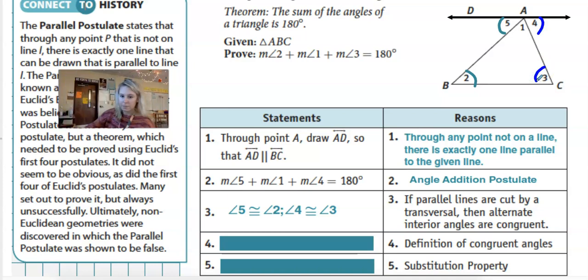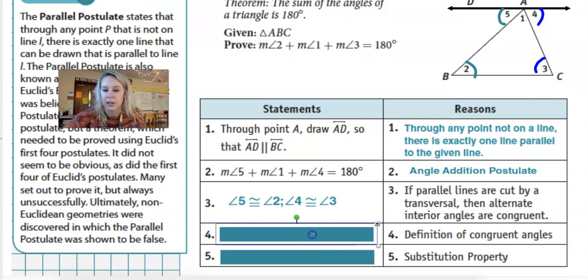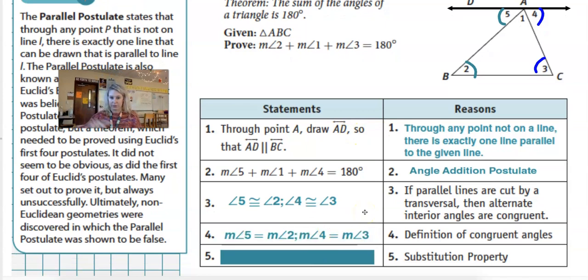The definition of congruent angles is that they are equal. So if I know they're congruent, then I know they're equal. So the measure of angle 5 equals the measure of angle 2, and the measure of angle 4 equals the measure of angle 3. You drop the congruent symbol and add your m's.